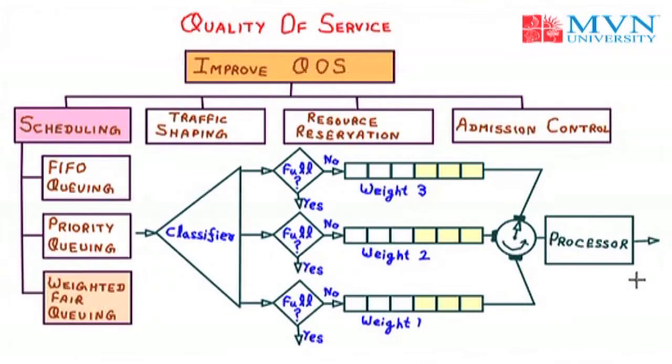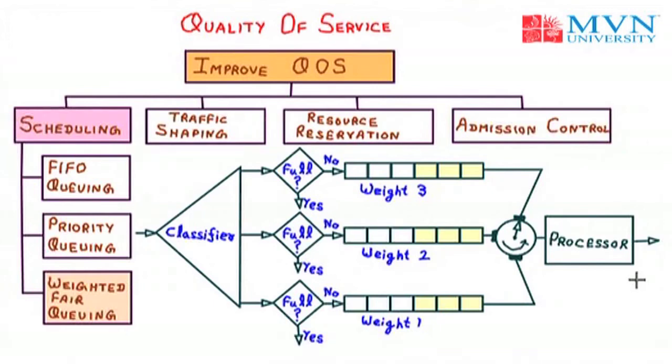So that means if the weight is 3, it will take 3 packets. If the weight is 2, it will take 2 packets. If the weight is 1, it will take 1 packet. So that is all about the weighted fair queue, in which the packets depart according to their weight.